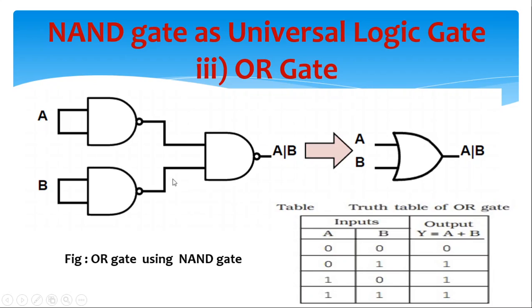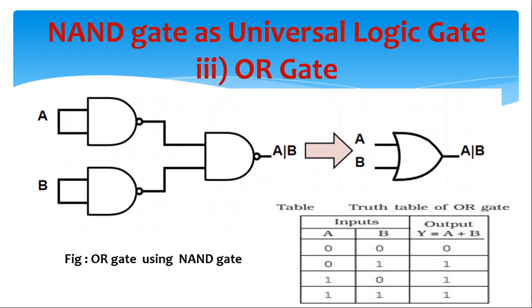These two inverters will complement the inputs. That means the first NAND gate will give the complement of input A, that will be the A bar, and the second NAND gate will give the complement of input B, that is B bar. Then A bar and B bar are given to the inputs of the third NAND gate, and the third NAND gate will perform ANDing of the complemented inputs first and then inverse the result. This provides the final output as the logical OR function.